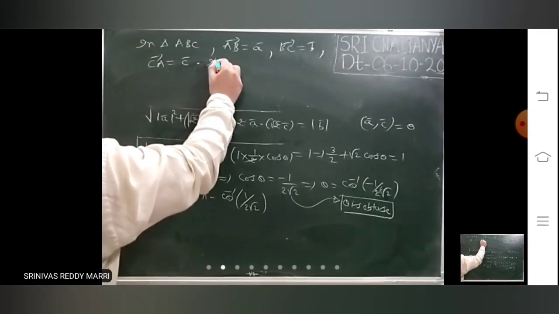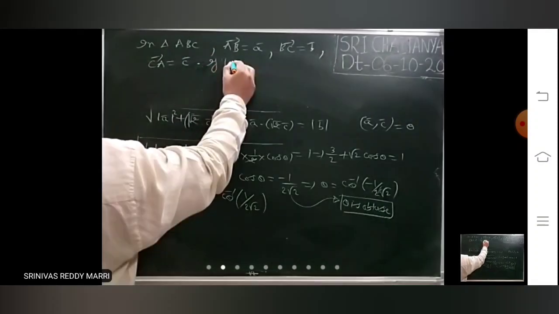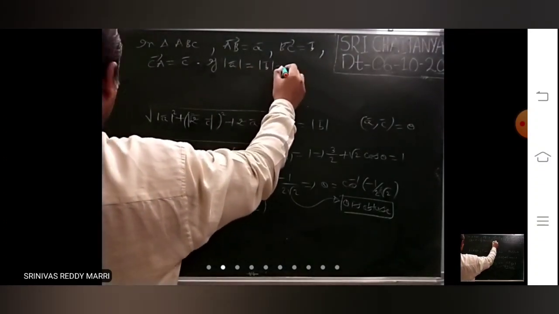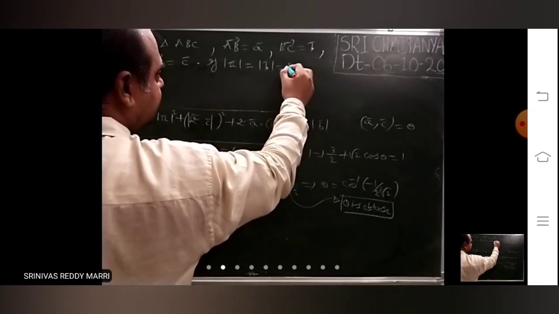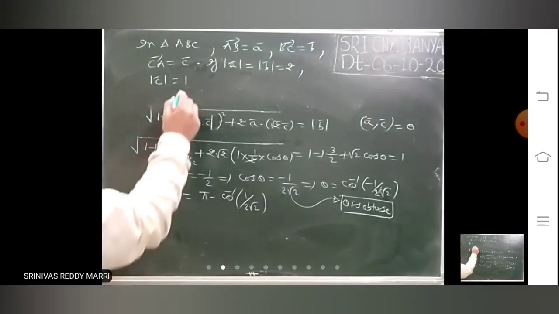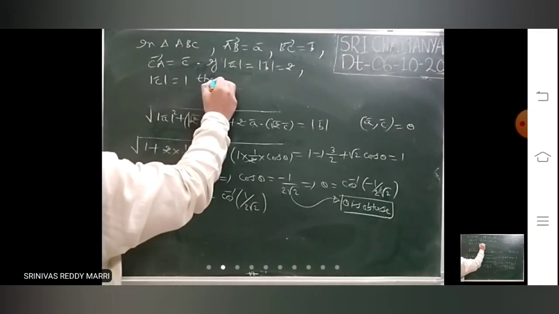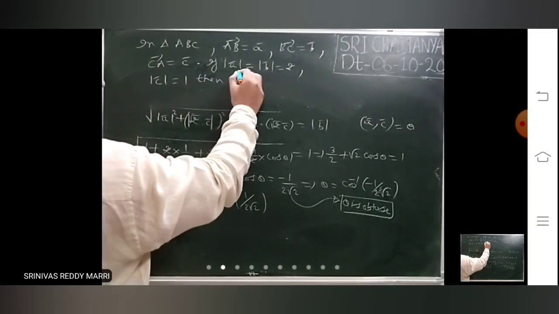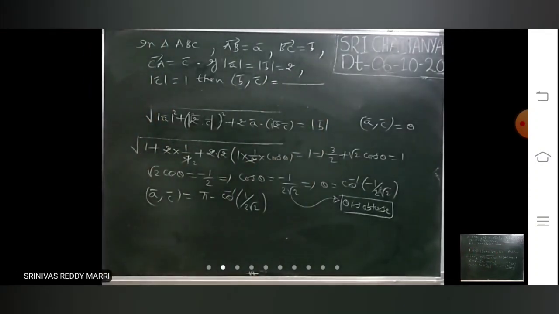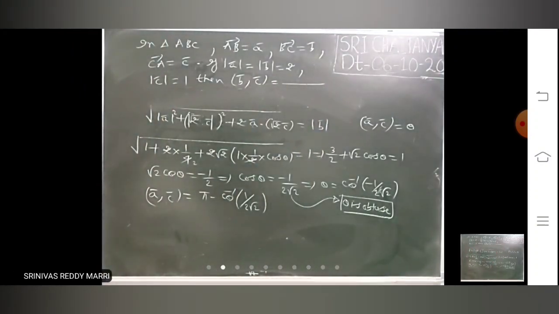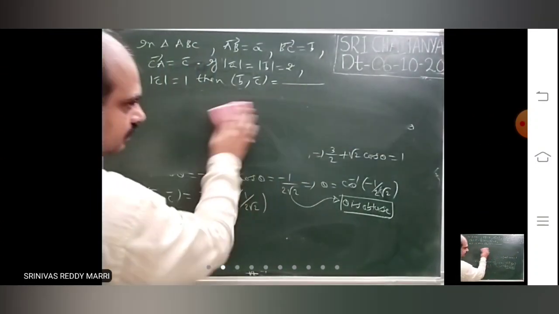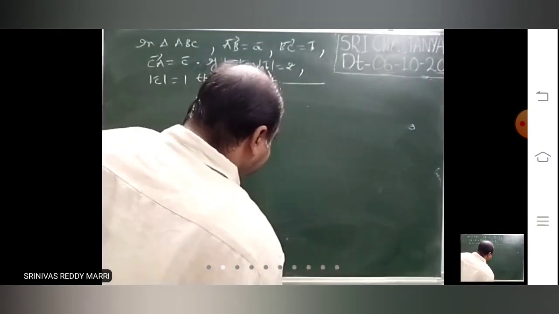If modulus A bar equal to modulus B bar equal to 2, modulus C bar equal to 1, then blank equal to dash. Suppose like this is asked. So now the equation is not there.